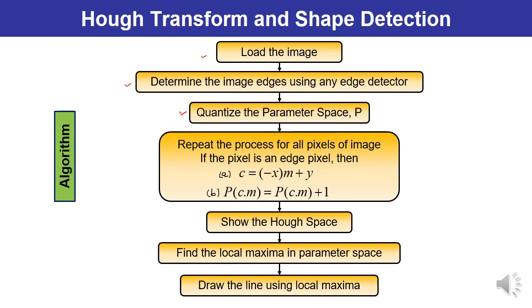Then finally whatever you get is the representation of the Hough space. Now that you have this Hough space, we need to determine the local maxima in that particular parameter space. After evaluating the local maxima, we shall be able to draw the line using that local maxima, which is the last step. So this is how you can explain and understand the Hough transform.